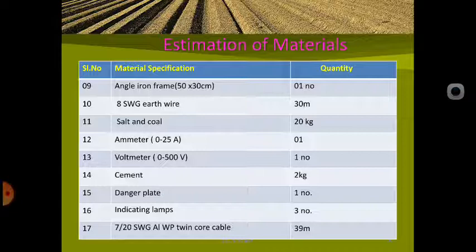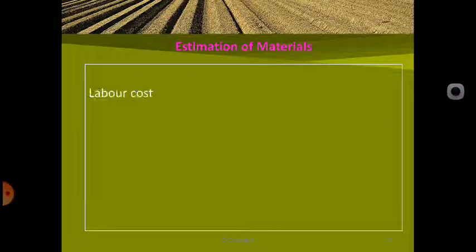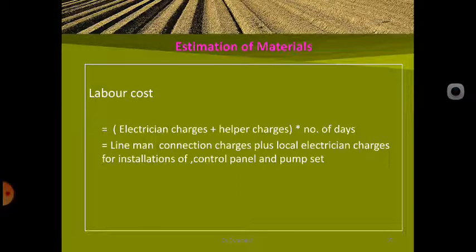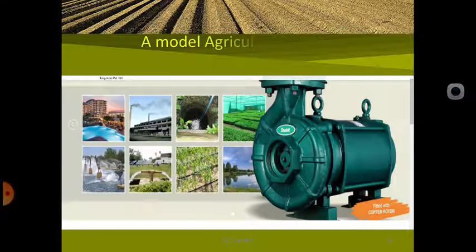Now, finally, after preparation of the table, at the same time we are going to calculate the labor cost. Similarly, labor cost: electrician charge plus 1 helper, total how much charge, into number of days, we are going to get the sum of this. These are the total calculations of estimation and installation of an agriculture pump set for open well.